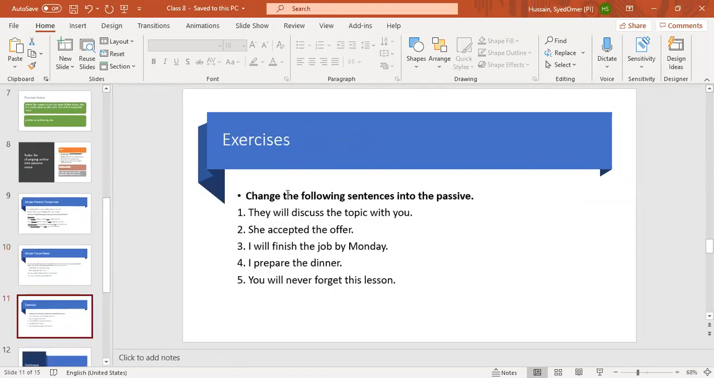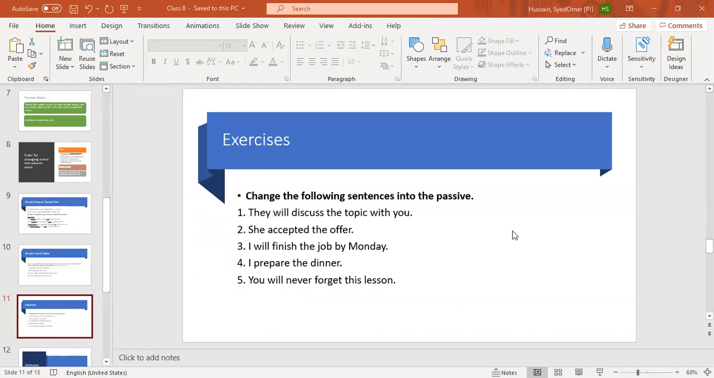Okay. You can see on your slide: change the following sentences into the passive voice. Raise your hand. Who will do the first one? They will discuss the topic with you. Yes, Fatma. They will discuss the topic with you. The topic will be discussed by them with you. Very good.